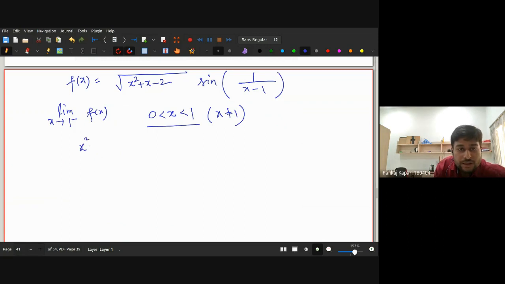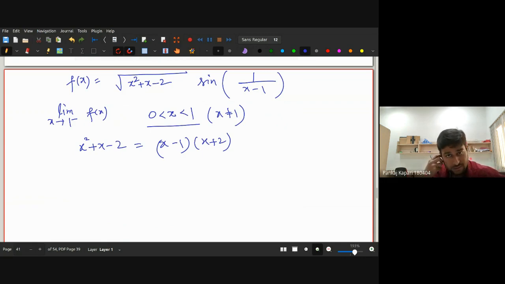So let's factor this thing, x square plus x minus 2. How can we factor it? You can see that we can write this as this product. Okay, yes, that is correct. So x square plus x minus 2 just factors like this. This is equal to x minus 1 into x plus 2. Now notice that since x lies between 0 and 1, x minus 1 is negative. And what about x plus 2?